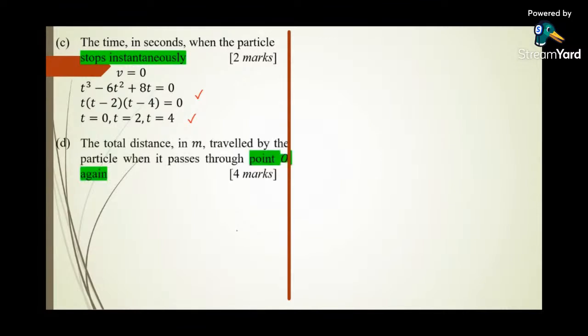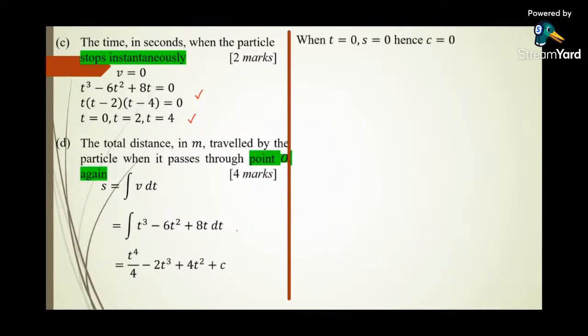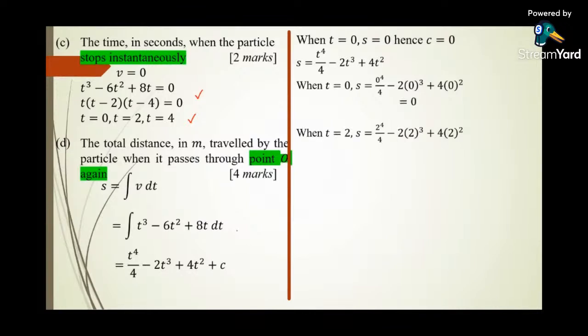Okay, D. Total distance. Okay, tapi clue word dia ialah point O again. Kalau point O again, apa maksud dia? Tu lain pula tu yang saya highlight warna hijau. Kalau point O again, that is function S, tapi ada C, so kita kena cari what is the value of C. So kita akan dapat, this is the real function of displacement. Okay, so kita ada, kalau tengok C, kita ada 0, 2 and 4. Okay, kita akan buat kat situ. So kita kena cari semualah.